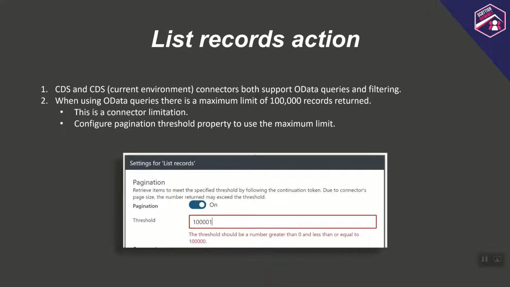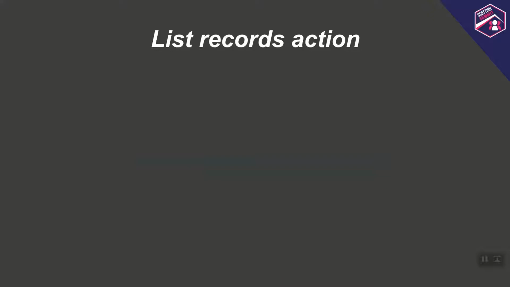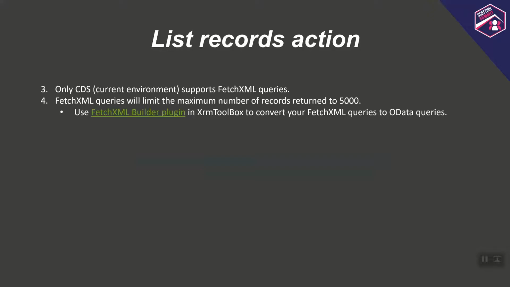If you have been working with Dynamics 365 and Power Platform, you might be familiar with another query language called FetchXML. Currently, only the CDS current environment connector's list records action supports FetchXML querying. The normal CDS connector's list records action doesn't support FetchXML querying at the moment. Similar to the OData maximum record count limit, FetchXML also has a maximum record count limit of 5,000.